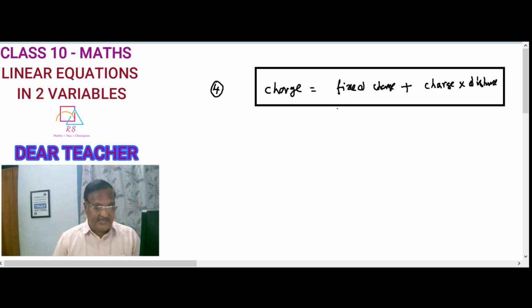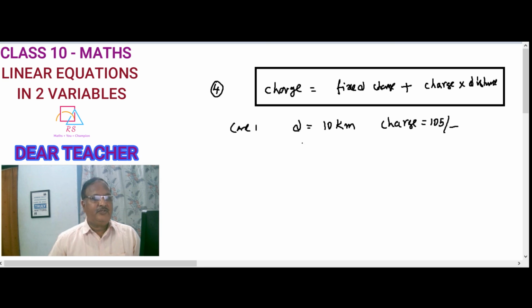Now let us read it. Okay, for a distance of 10 kilometers. So case 1, what is case 1? Distance is equal to 10 kilometers, right? So then what is the charge paid? Charge is equal to 105 rupees. So now let us put this in here.